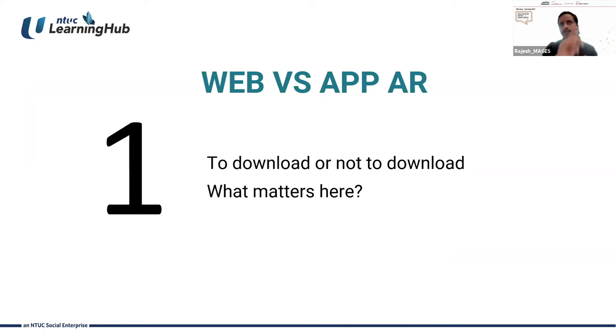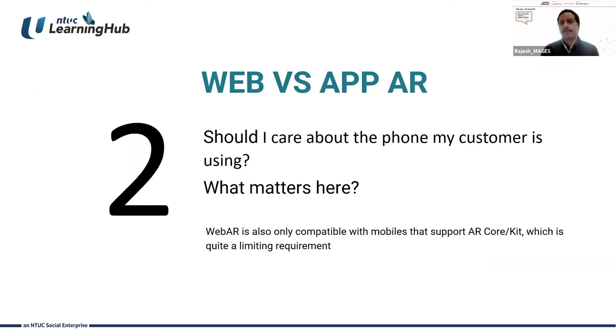If you think, "My event is only 2 days, I have 20,000 visitors, I don't expect the person to download or install this. I just want them to go to the browser and have the experience," then you decide not to download. So the first question you have to make the call on is web or app, to download or not to download. That's a business objective call.